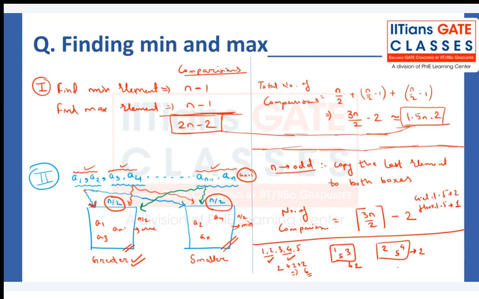And what's your formula? 3n by 2 minus 2. So n is your 5. So ceiling of 3 into 5 by 2, minus 2, which is nothing but 15 by 2. 15 by 2 is 7.5. So the ceiling function rounds off to the greater integer, right? So 7.5 rounds off to, sorry, 8. And 8 minus 2 is your 6, which is your total number of comparisons here. So this is when we have n equal to odd.